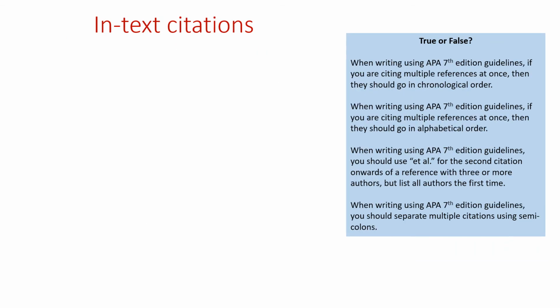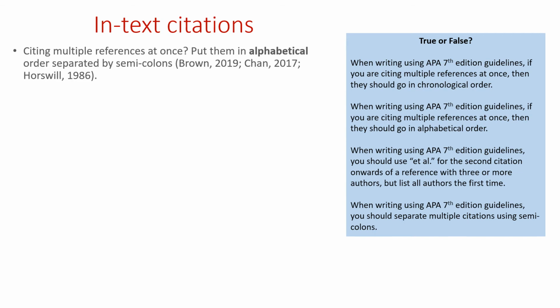Right, so now we're going to talk about in-text citations, when you're referring to references in the body of your text. First up, if you've got lots of references that you're citing all at once, then you put them in brackets in alphabetical order, and they've got to be separated by semicolons, as you can see in the example here. What you don't do is put them in, say, chronological order, and what you don't do is separate them, say, by commas.